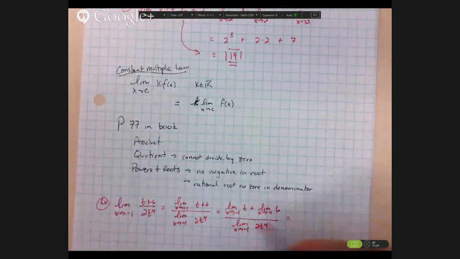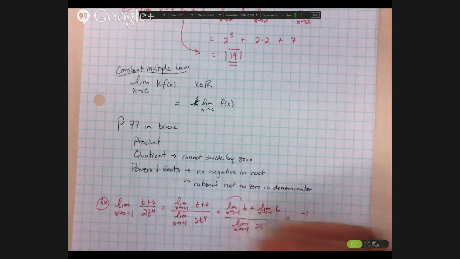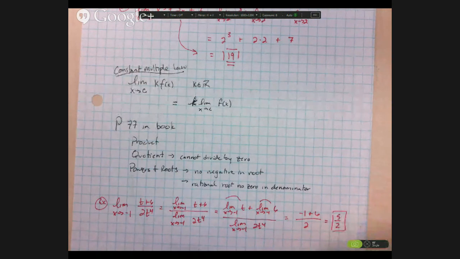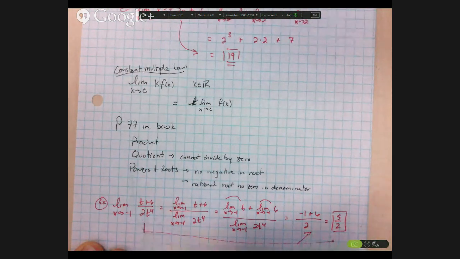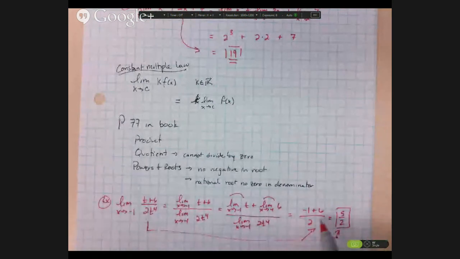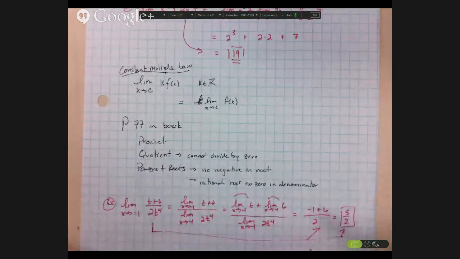Okay. This is -1. Here is -1. This is 6. And this is -1 to the fourth is 1 times 2. So you get 5 over 2. Again, you can go straight from here to here to here. But you must show this at the least. You've got to show me what you're doing there.